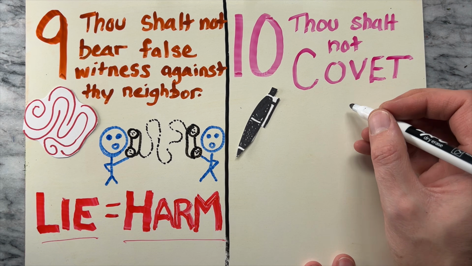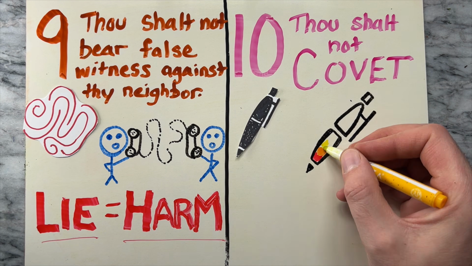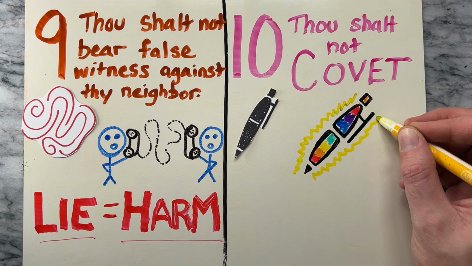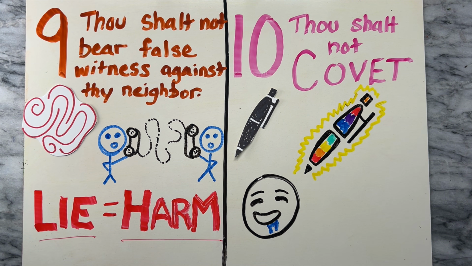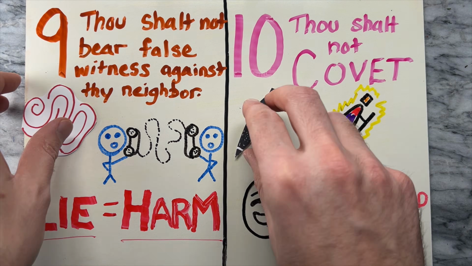With 10 pen, you can imagine a nice colorful pen that you might really want to have. To covet means to be so jealous of something someone else has that you become desperate and distant from God.